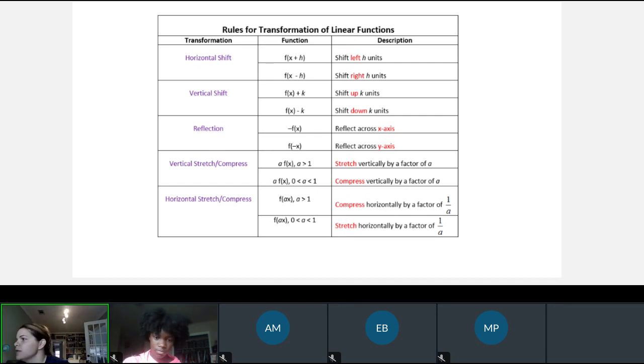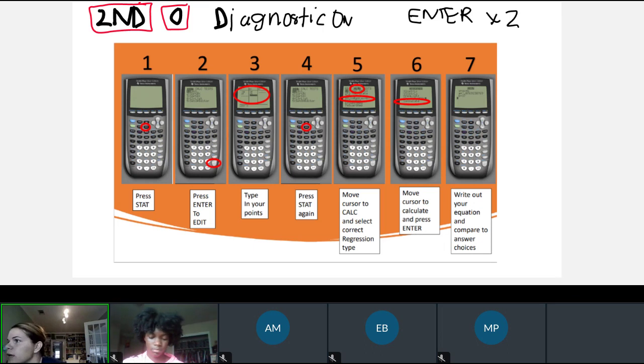Okay, Marley, did it work for you that time? Okay, so then you hit, let me go back. You're going to go over to calculate, go down to the linear regression and hit calculate, hit enter. Then scroll all the way down to where it says calculate again and hit enter. It should give you a value for A, B, R squared, and R.